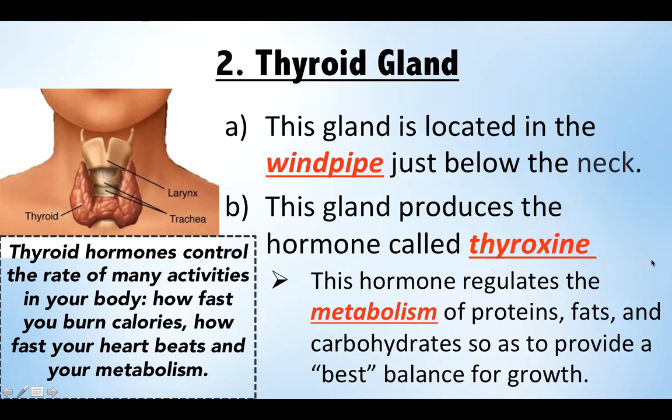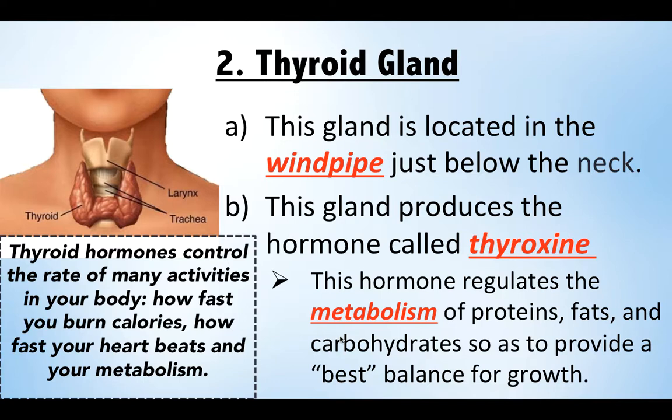So what this hormone does is it regulates the metabolism of proteins, fats, and carbohydrates to provide the best balance for growth. And what the thyroid hormones do, thyroxine, it controls a lot of activities in your body, how fast you burn calories, how fast your heart rate beats, and your metabolism.